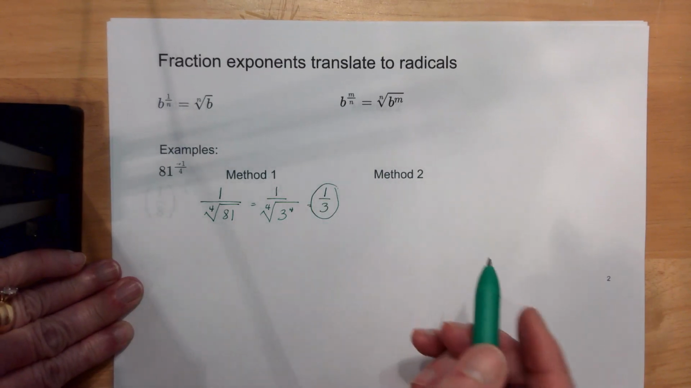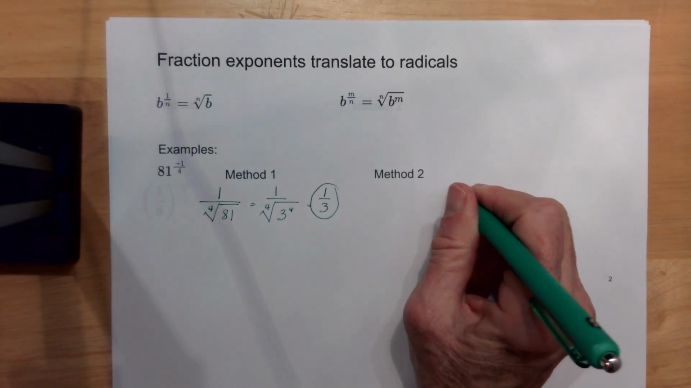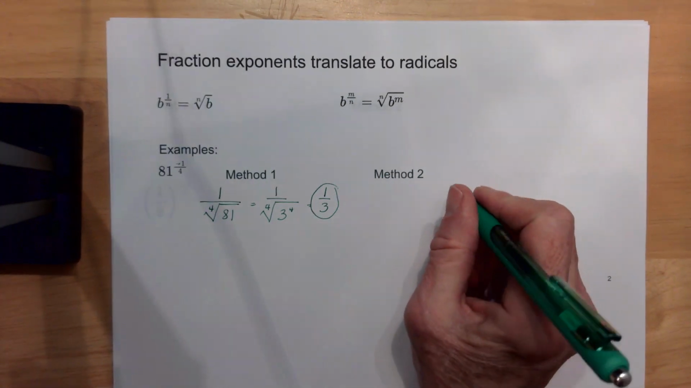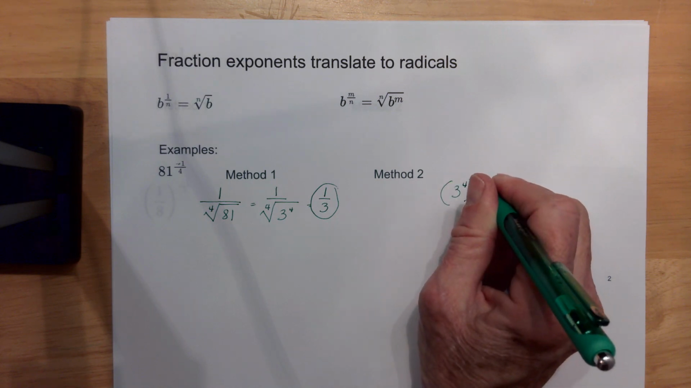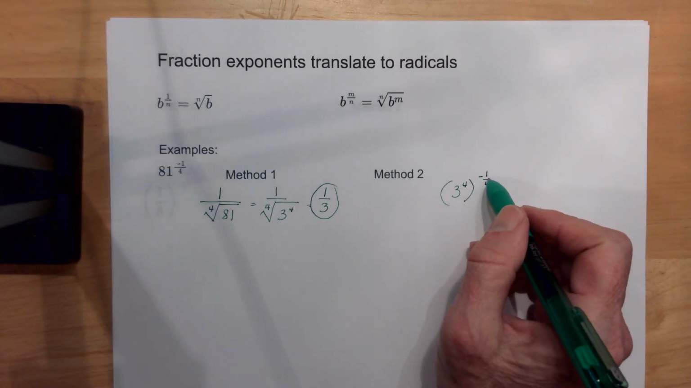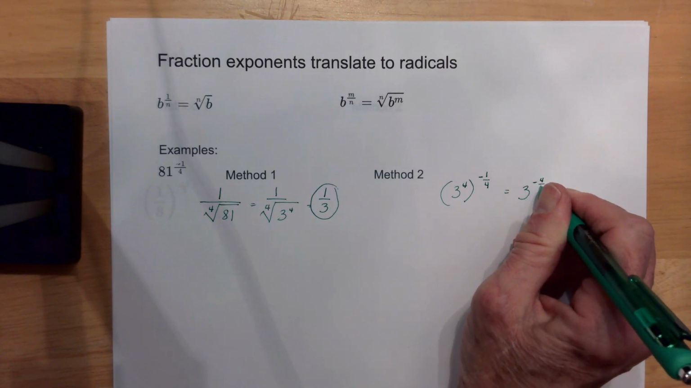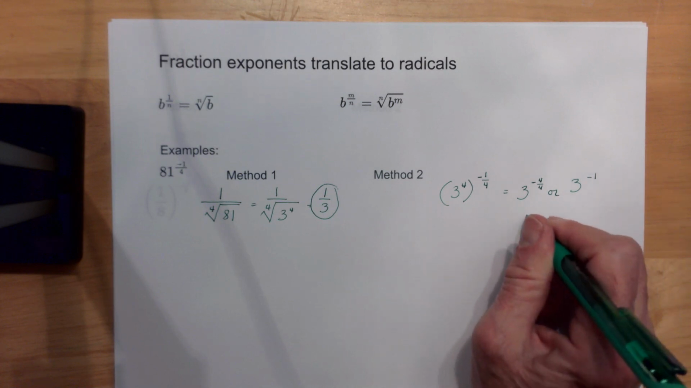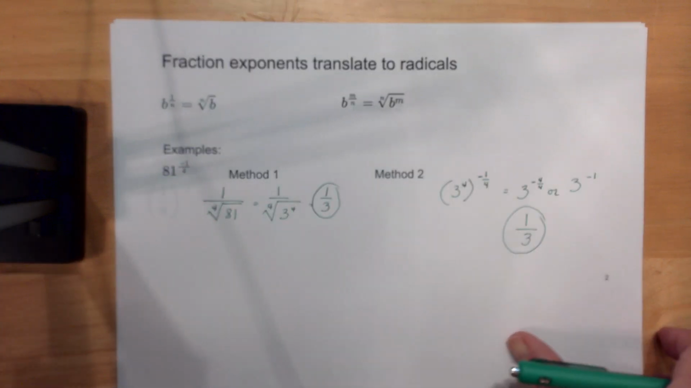So that's 1/3. The second method is you look at 81 and you keep it as powers. You don't ever put it underneath the root. 3 to the 4th power is 81, and I want that to the negative 1/4 power. A power raised to a power, you multiply, so that's 3 to the negative 4 over 4 power, or 3 to the negative 1st power, which is the same thing as 1 over 3. Either of those methods will work.